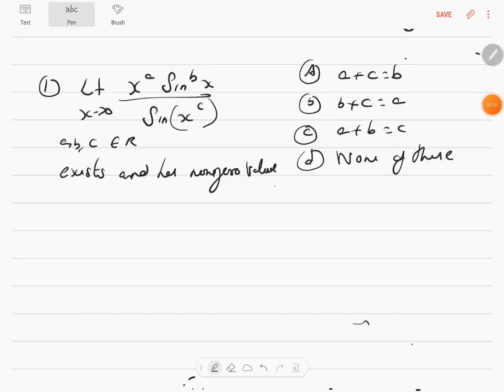So listen to this. This is the first question in limits that I'm dealing with, and I have four options A, B, C, D. I have to choose. They've given that the limit exists for this, okay? And you know sine theta by theta, limit theta tends to 0 is 1. So let's take x to the power A into sine B to the power x by x to the power B by sine x to the power C by x to the power C.